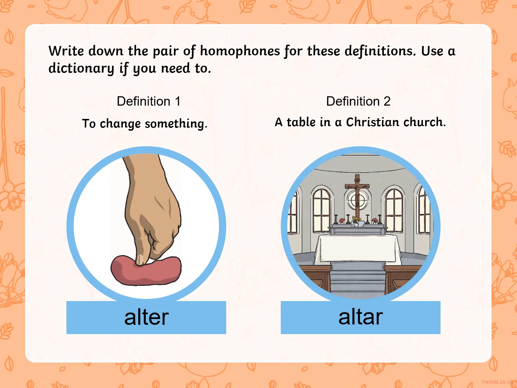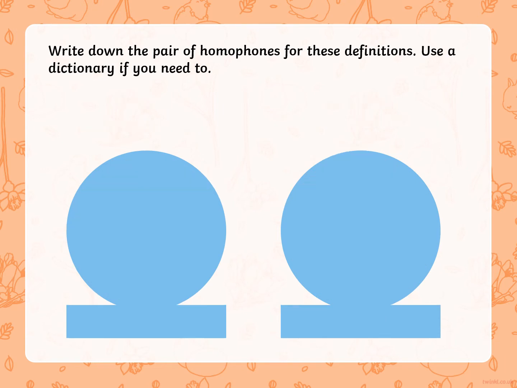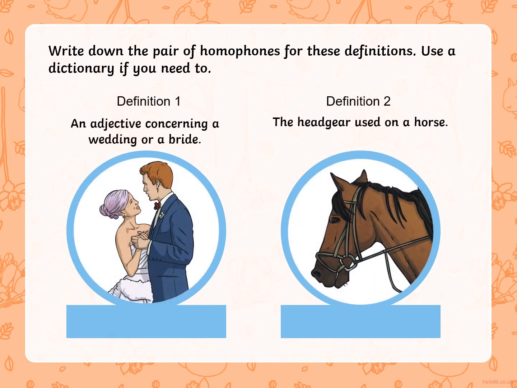So two words there. Okay, let's get ready for these next two words. The definition one, an adjective. Remember what an adjective is, a describing word to describe a noun. An adjective concerning a wedding or a bride. And definition two, the headgear used on a horse. Now, I know a lot of you have horses and go horse riding and things, so hopefully that one might trigger what it is.